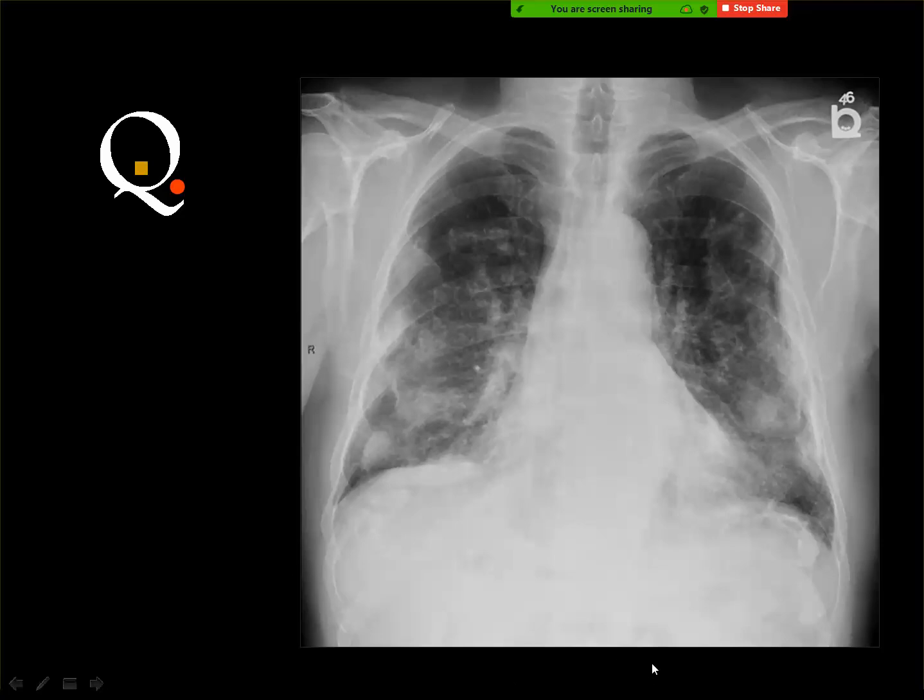Then we discuss the result. Okay. Then what do you think about this chest X-ray? Anyone can answer?